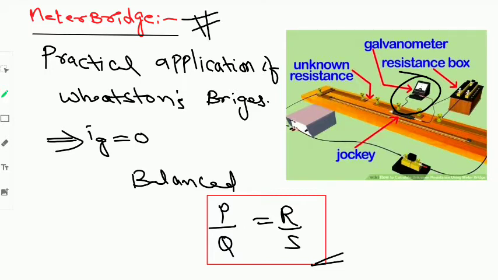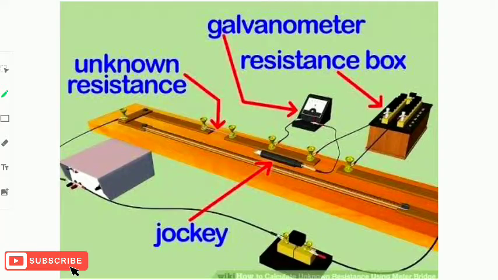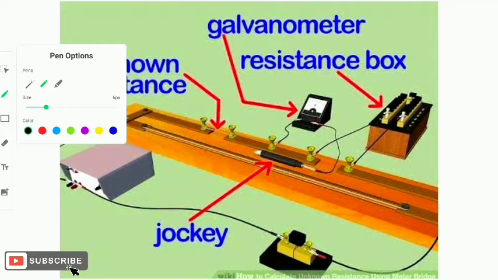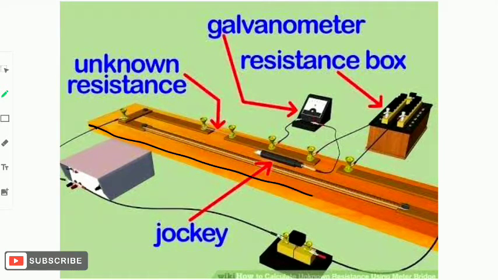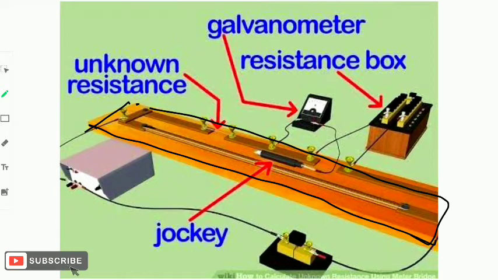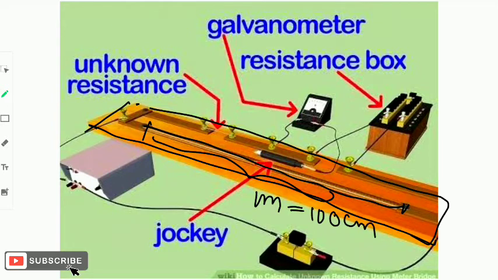See the diagram, the experimental setup of the meter bridge. This is a wooden plank, a completely wooden plank. The manganese wire is fixed along a meter scale. The meter scale length is 1 meter, nothing but 100 centimeter. On the scale, the manganese wire is fixed between two supports.